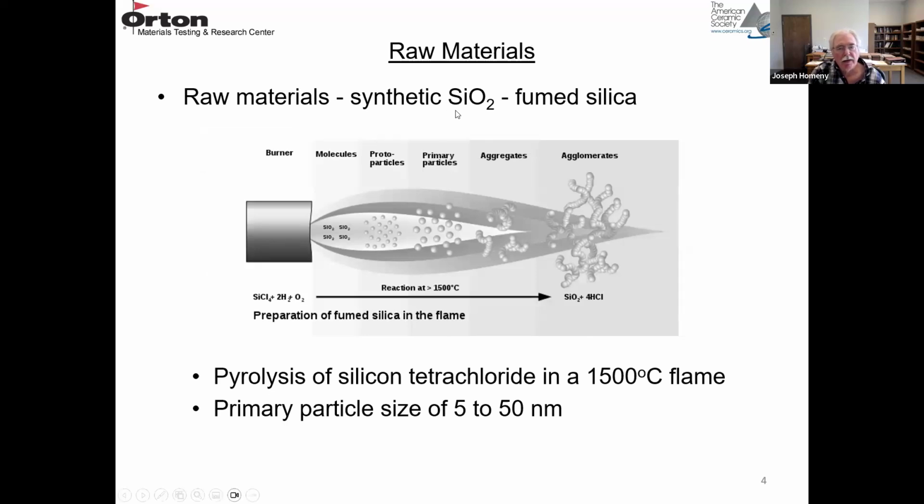So there's a synthetic fumed silica, and it's really a pyrolysis process. You have a high temperature flame. You inject silicon tetrachloride. The flame's at about 1500 degrees C. And then the product is SiO2 and 4HCl. So the particle size is pretty fine, 5 to 50 nanometers. So you can make synthetic fumed silica.